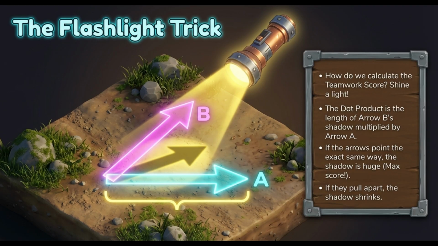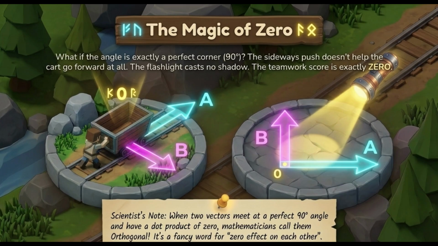I really loved the flashlight trick analogy they used for this to explain it to a kid. Oh yeah, the shadow trick. Right. If you shine a flashlight straight down onto those two arrows, the dot product is just the length of one arrow's shadow multiplied by the other. So if the wind is perfectly behind your car, the shadow is huge. Maximum teamwork. Exactly. But if you're driving forward and the wind hits you perfectly sideways, like at a 90-degree angle, that flashlight casts absolutely no shadow forward. 0 shadow. The teamwork score is 0.